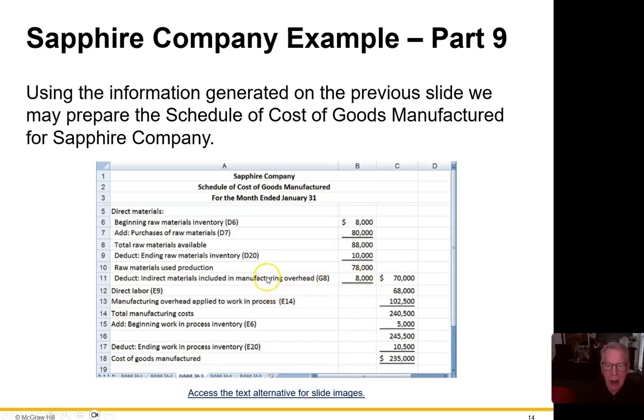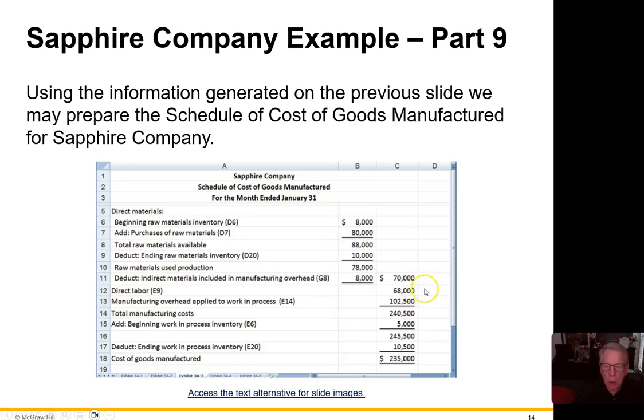Okay? Now, that's all of the raw materials inventory. There are two pieces of that. We have indirect materials, which are $8,000, and so if we deduct that out, that leaves us $70,000 of direct materials that were used in production.